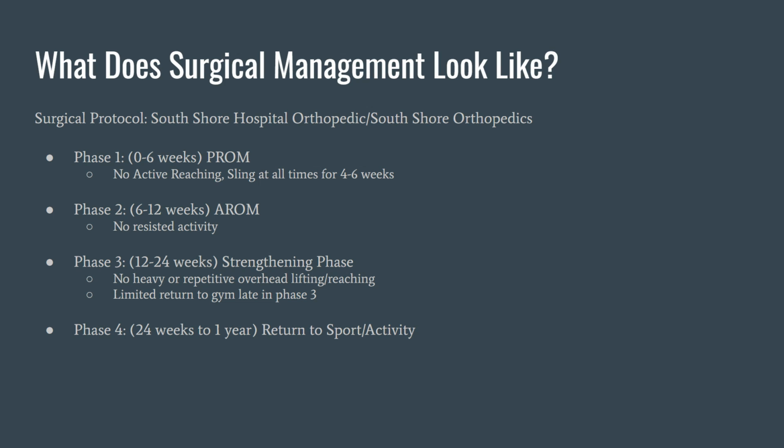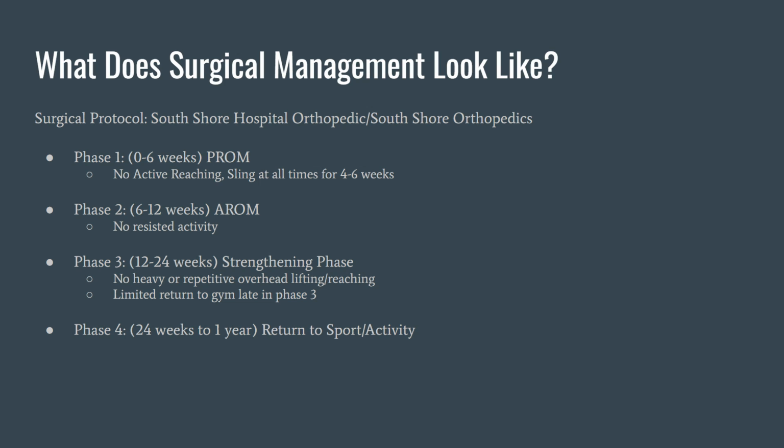So what does a surgical management look like? All right, so let's say that you end up going through with the surgery. Phase 1 of this surgical protocol, which was by South Shore Hospital Orthopedic, phase 1 is 0 to 6 weeks passive range of motion, meaning you can't lift your arm by yourself. No active reaching, and a sling at all times for 4 to 6 weeks.